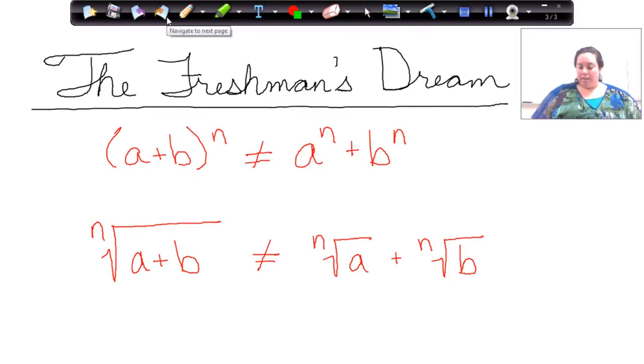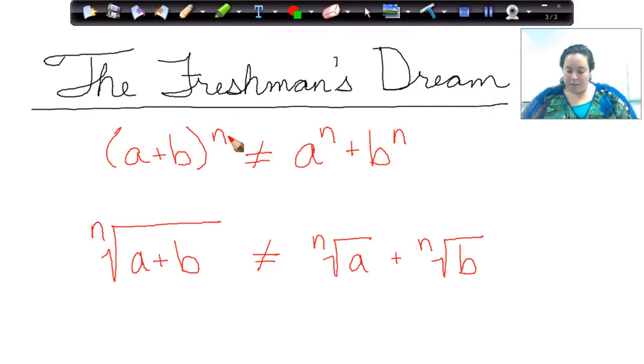One very important note is the freshman's dream. You've heard me say it before, and you'll hear me say it again. If you have two numbers being added together, raised to a power, you cannot distribute the exponent over the two bases, because exponents don't distribute over addition. Multiplication distributes over addition, and exponents distribute over multiplication, but exponents do not distribute over addition. So this is not true. We wish so desperately that it was true. That's why it's called the freshman's dream.